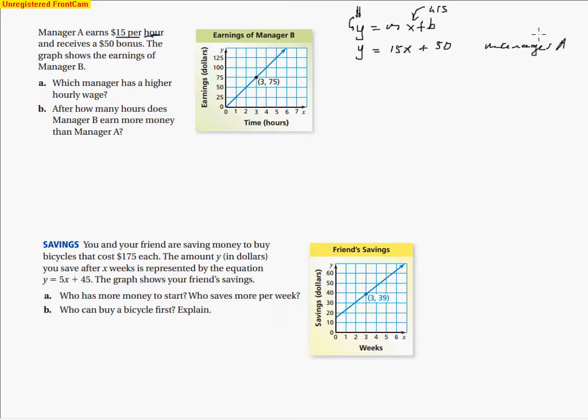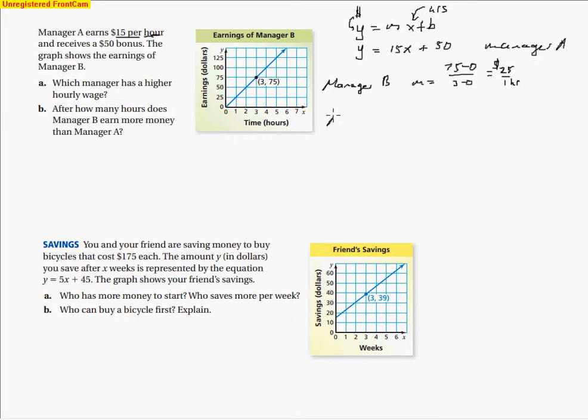And then it says the graph shows manager B. And then asks which has the higher value. Well, this one starts at 0, 0. And so let's figure out manager B's wage. And so we go ahead and find the slope of the line. So I'm going to do 75 minus 0 over 3 minus 0. So that makes 25 when I go ahead and do the reducing. 25 over 1. So that's $25 per 1 hour manager B earns.